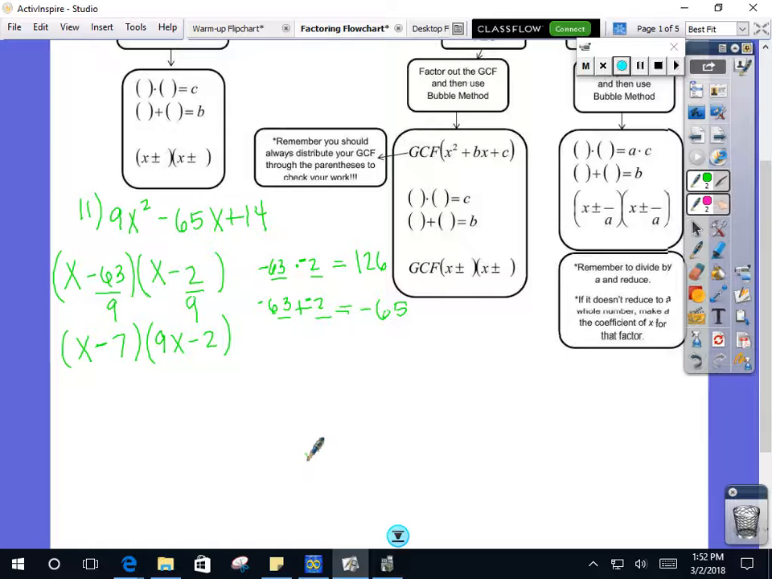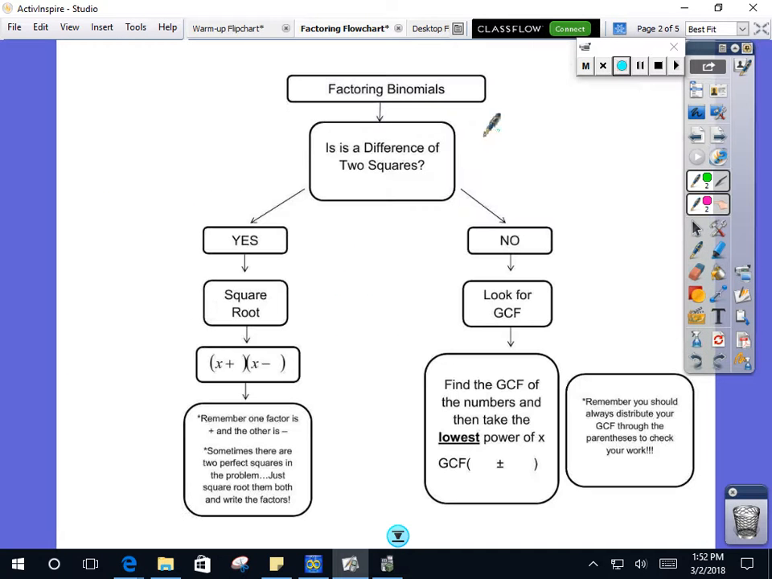Okay, now number 12, binomial or trinomial? Binomial. 6n to the 8th power plus 3n to the 3rd. Is it a difference of two squares? Definitely not. It's not a difference at all. So it's definitely no, so we look for the GCF. How do we look for the GCF? You write out the factors.